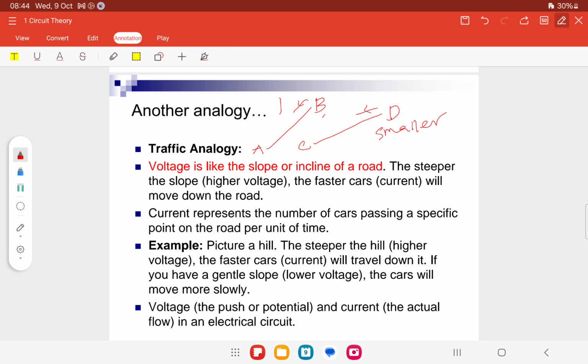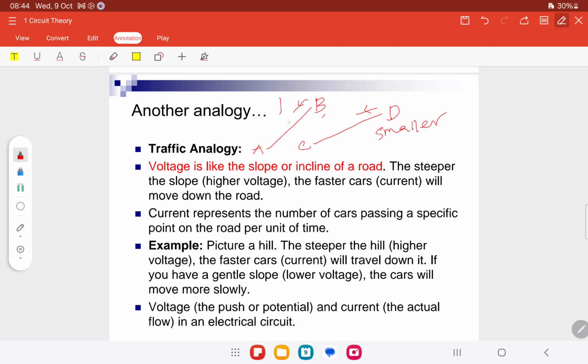Okay, that one is on voltage and current. The car will be the current and the slope of the road, the slope of the hill, will be the voltage. And another one we can have is, you read the story here later.